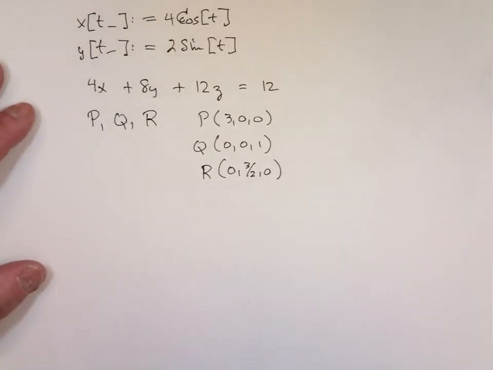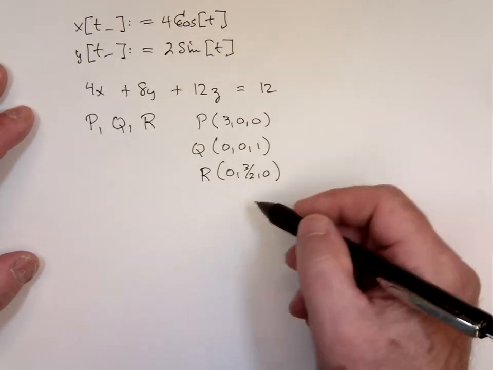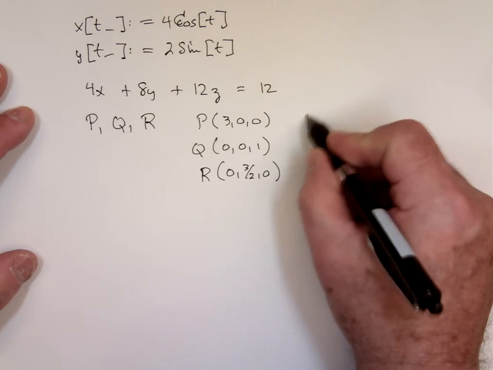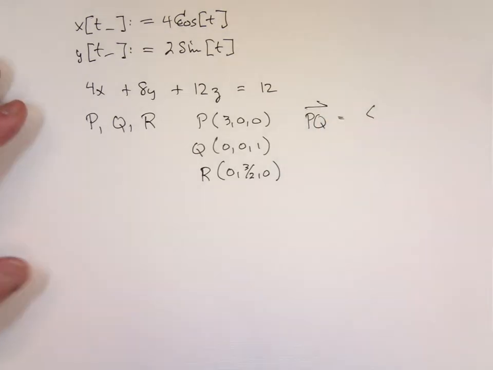So, Pearson software, here we go. You've got 3 points. There's an infinite number of possibilities there, but they want you to do PQ.